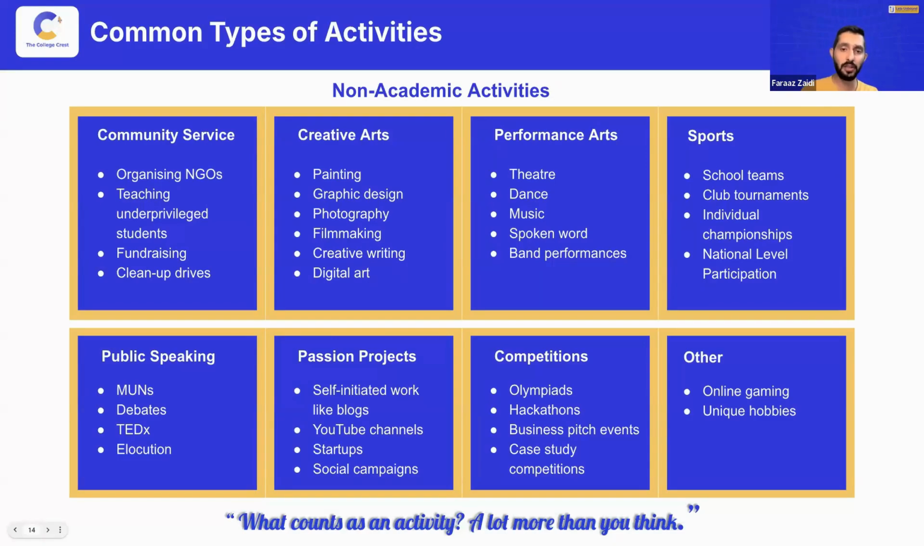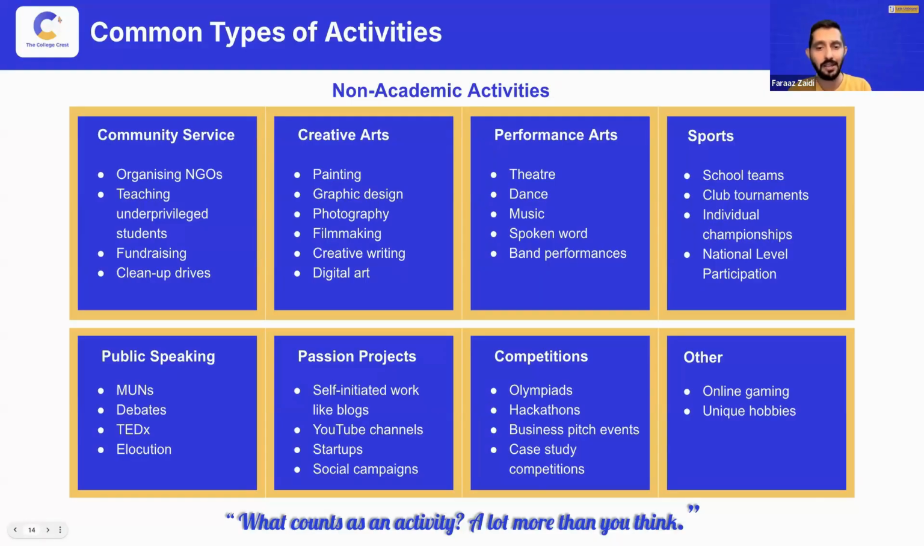Now, moving on to the fourth criteria, sports. Again, it doesn't need to be a national level activity. Participation in school teams, participation in club tournaments, or even consistent training at a sport shows the right kind of discipline, teamwork, and stamina.